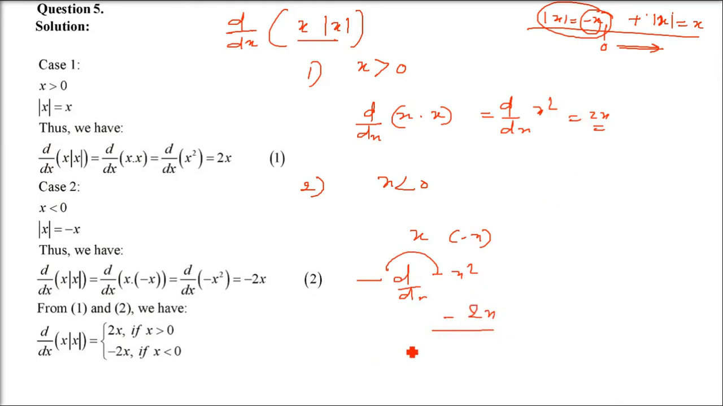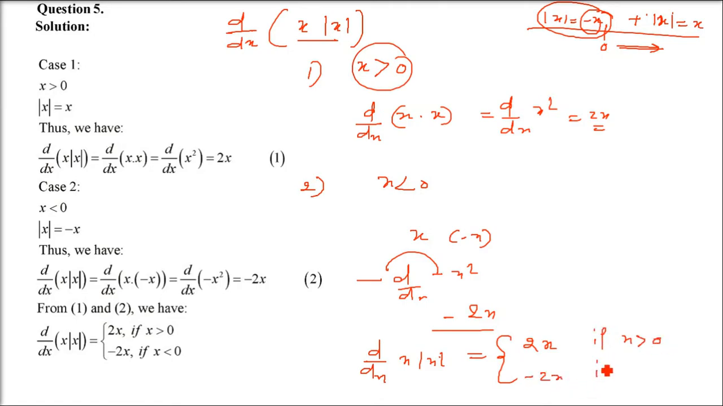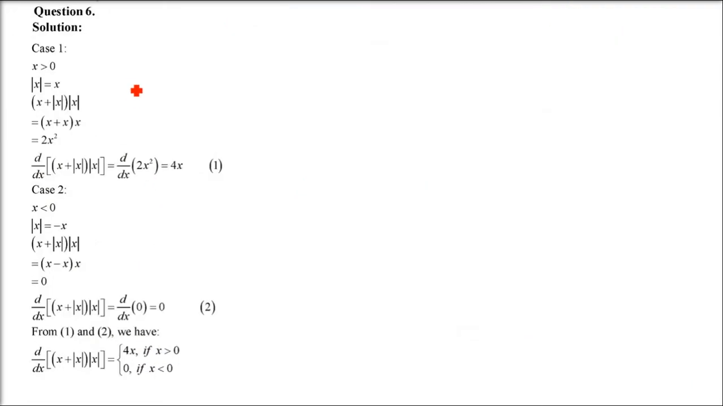And how are we going to write this answer? Like this: d by dx of x mod x equals 2x if x is greater than 0, and it will be minus 2x if x is less than 0. So this is how we are going to write the answer from cases 1 and 2.